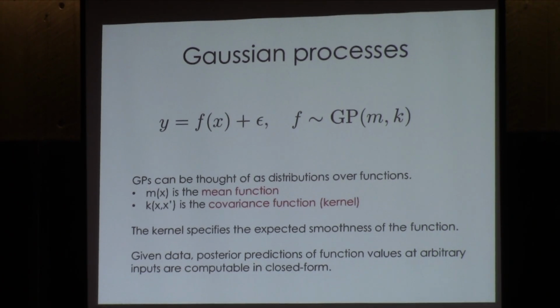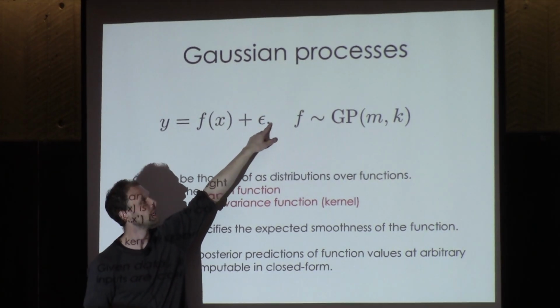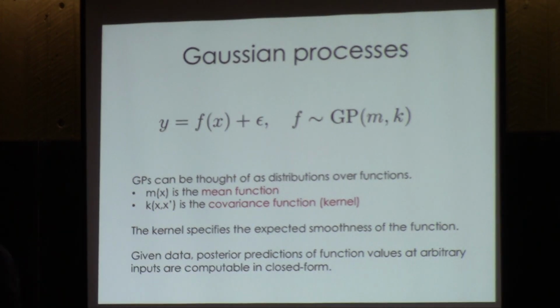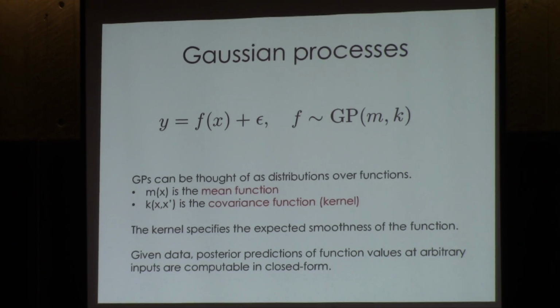We can think about a Gaussian process as a kind of distribution over functions. I should say that I'm restricting the case to where we have some function that's drawn from some distribution and then corrupted by some Gaussian noise. A function that's drawn from a Gaussian process, the reason it's called a Gaussian process is because any finite subset of points drawn from that Gaussian process are jointly Gaussian distributed. Like a multivariate Gaussian distribution, where you have a mean vector and a covariance matrix, a Gaussian process is parameterized by a mean function and a covariance function.